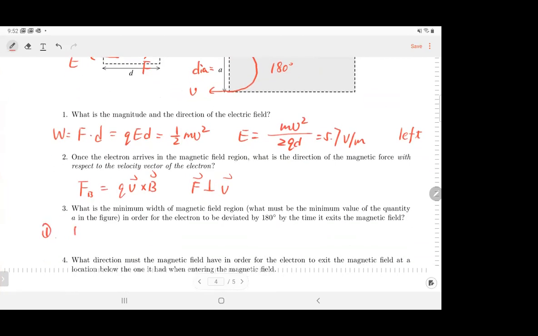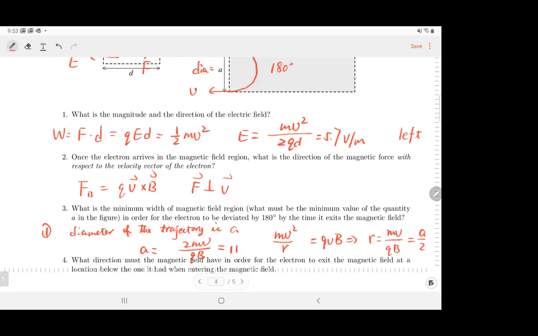So the diameter of the trajectory is A. According to the centripetal force, we have m velocity squared over R. The magnetic force is QVB, and they should be equal. Then we can solve for the radius, which is mv over QB. We know the diameter is A, so the radius is half A. Then in this case, the minimum A should be 2 times mv over QB. Then you can find this is 11 centimeters.